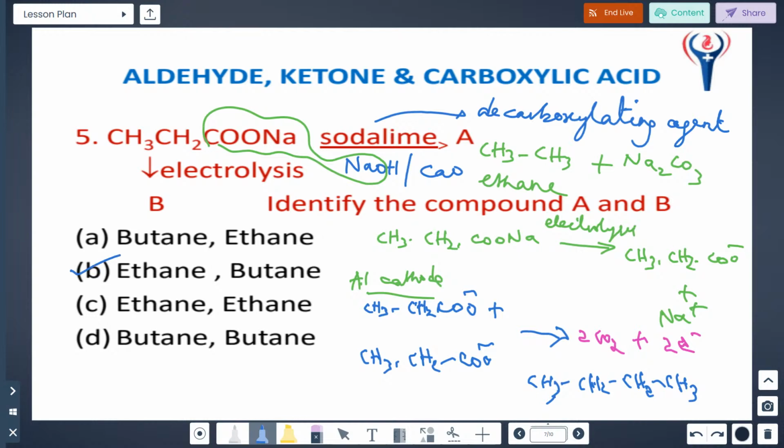Are you following? The same compound undergoes decarboxylation to get ethane. The same compound undergoes electrolysis to get butane. Understood? Okay. Are you following? Next one.